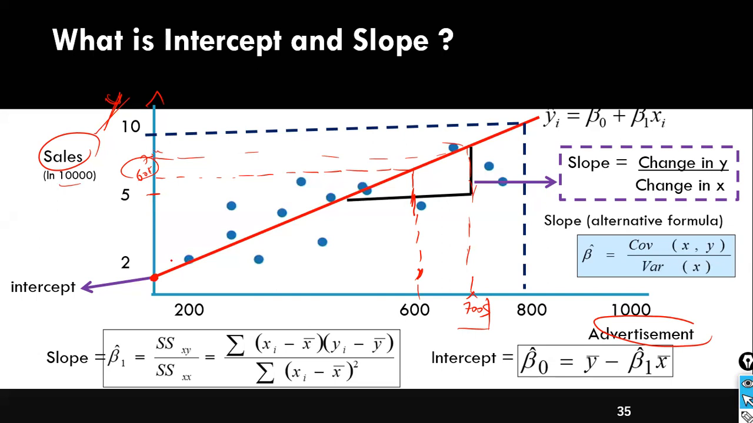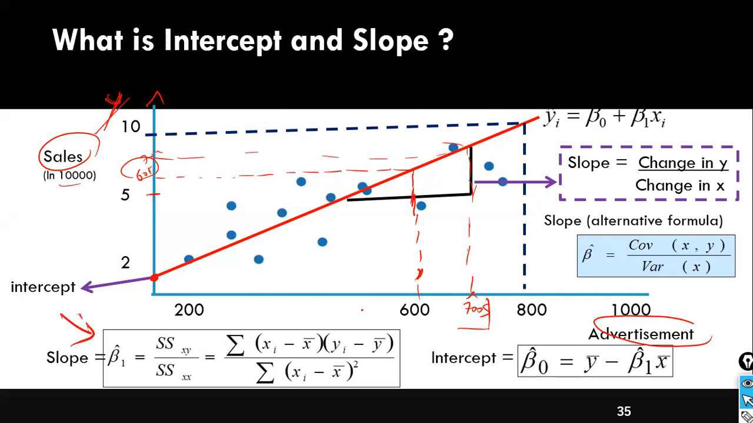The next one is slope. What is slope? Slope is nothing but the rate of change in y when x changes. That is what your slope is all about. I'll explain with an example, don't worry. And this is the formula that we use to find the slope. Alternatively, you can use this formula also.